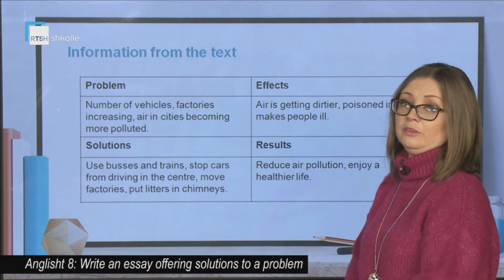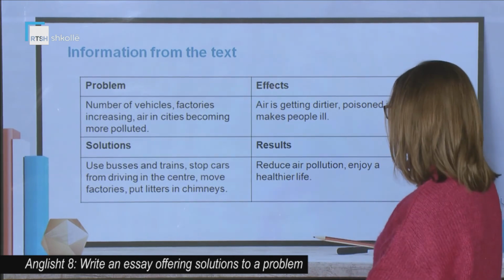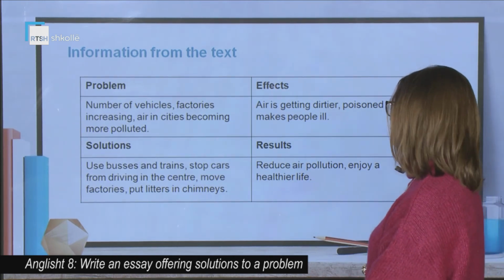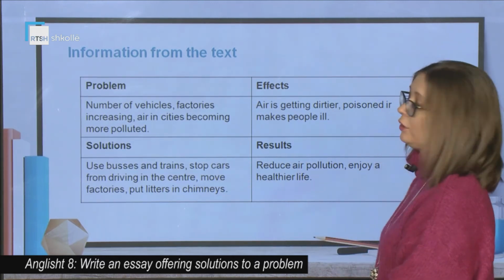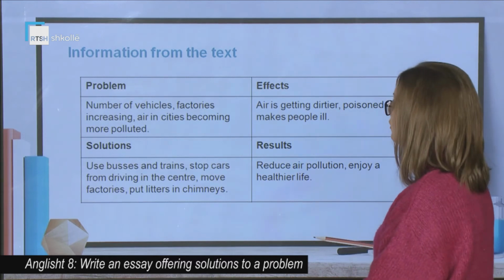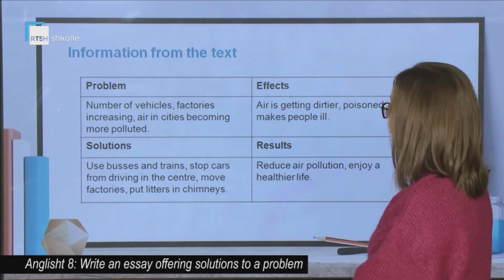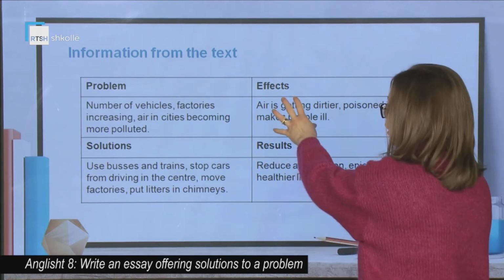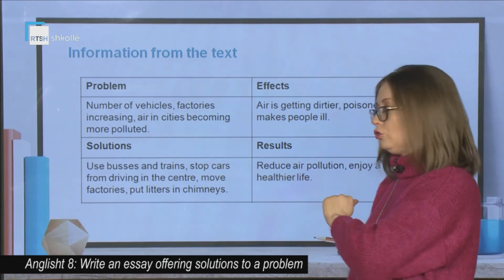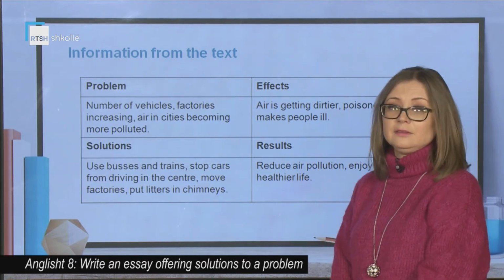And what are the expected results in this case? We have the reduction, so reduce air pollution and enjoy a healthier life. So this is a table with information from the text by getting the idea of the problem, the effects, the solutions, and what? The expected results.